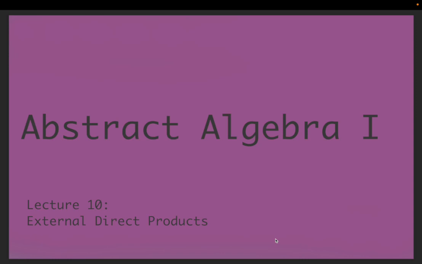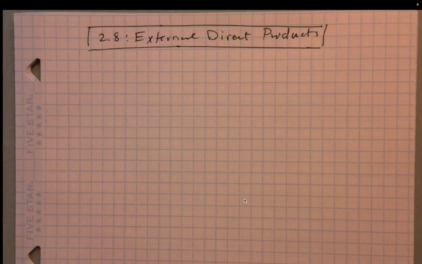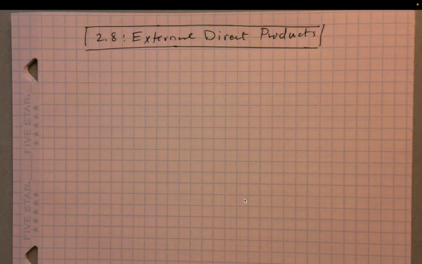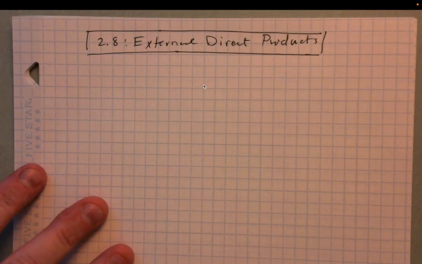This will be lecture 10 of the course, and in this section we're going to explore a concept called external direct products. The central idea of this section is how we can take disparate, different groups, and piece them together to make larger groups. So that's what we're going to be discussing. Let's go ahead and get into it. This will be section 2.8, external direct products.